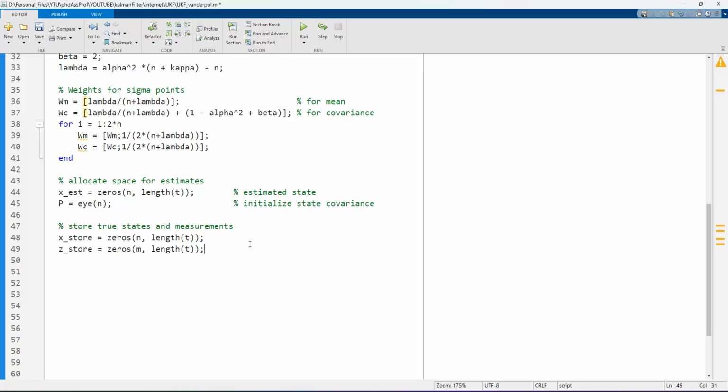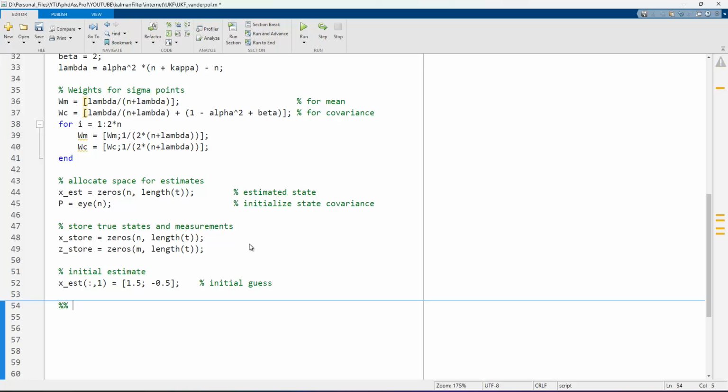Okay, and also we need to give the initial estimate for the x hat, the estimated values, and so we need to give x hat at index 1 equal to 1.5 and minus 0.5. Okay, this is the initial guess. We can assign anything in here.